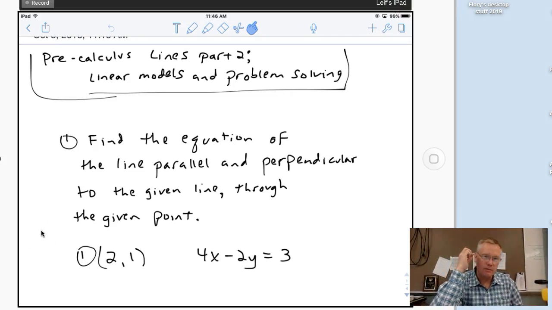For pre-calculus lines, part 2, linear models and problem solving. The first kind of problem I got is: find the equation of the line parallel and perpendicular to the given line and through the point.